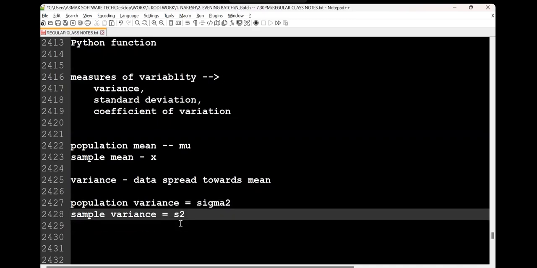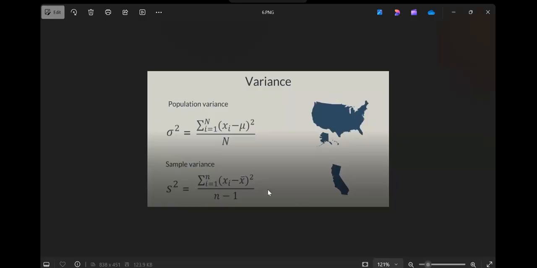Understand? I'm not creating this; the statisticians already created the symbols long ago. Whatever they created, we just follow the footprint. So the population mean is mu, the sample mean is X bar, the population variance is sigma square, and the sample variance is S square.